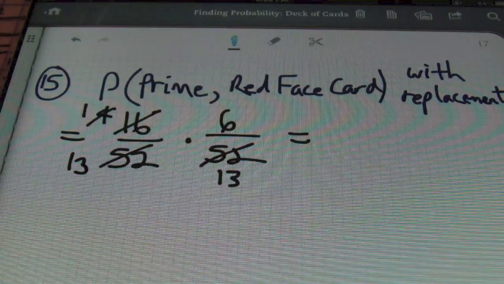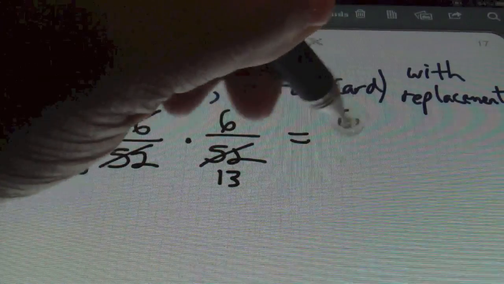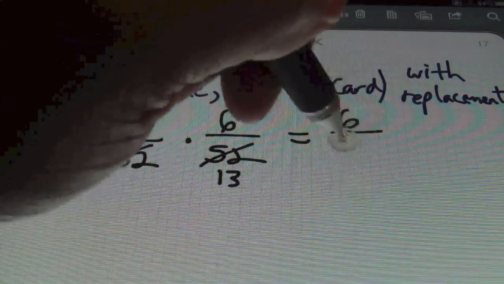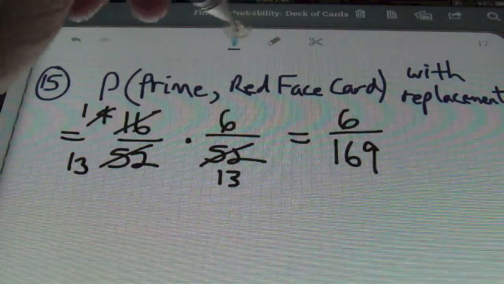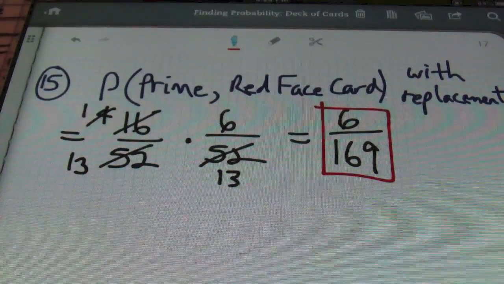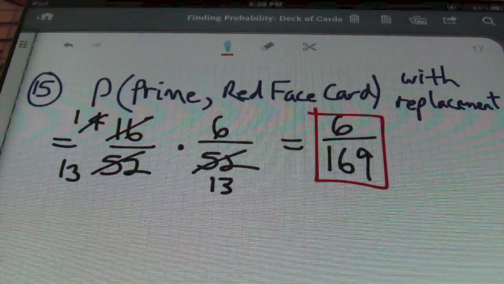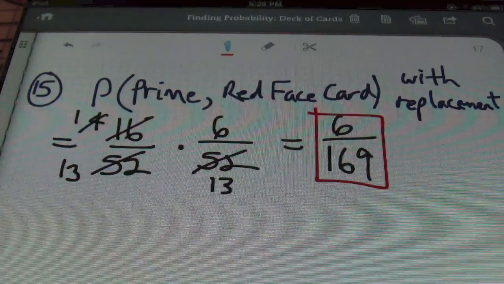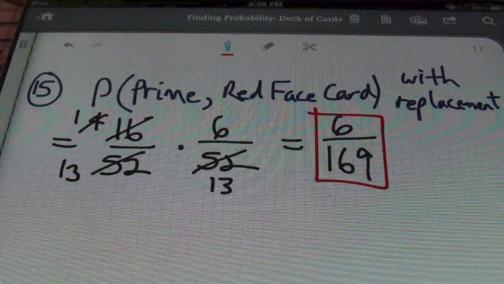Then I'm going to multiply straight across. So 1 times 6 is 6, and then 13 times 13 is 169, and this is my answer, ladies and gentlemen. That's it. That's the probability. That was number 15. That does it for finding probability when dealing with a deck of cards, ladies and gentlemen.